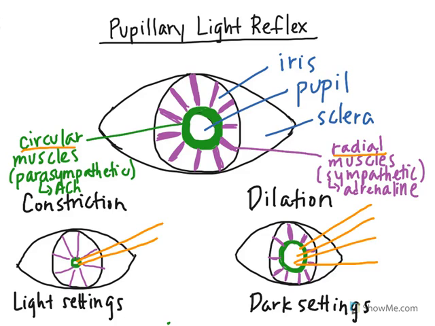Okay, so to bring it back to the top, the level of light in the environment dictates the level of parasympathetic and sympathetic activities, which in turn control the size of the pupil, whether that means constriction or dilation. And this reflex is just one of many activities made possible by the autonomic division of the peripheral nervous system.